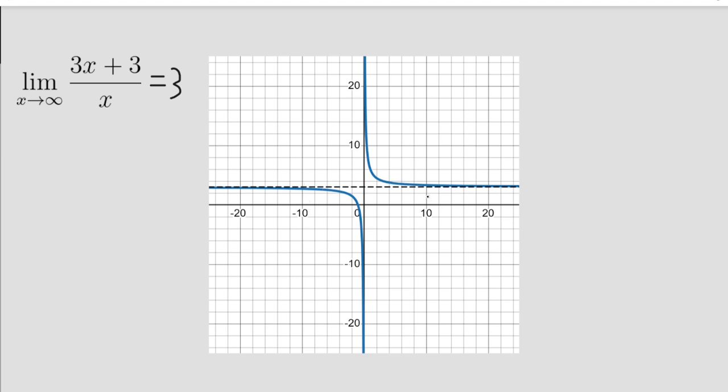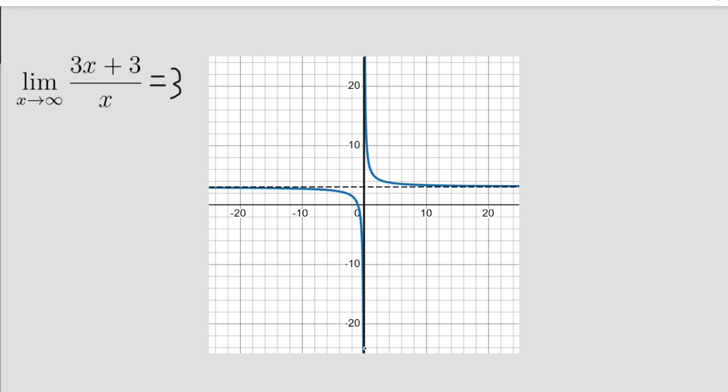Now, you may have noticed something interesting. We have a horizontal asymptote, as I've clearly outlined for us, but we actually also have a vertical asymptote here. And that's because we can see a very similar effect whenever x is equal to 0. So when x approaches 0, we can see that this function is going to approach negative infinity or positive infinity depending on what side we're at.